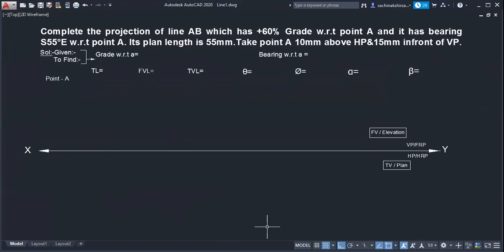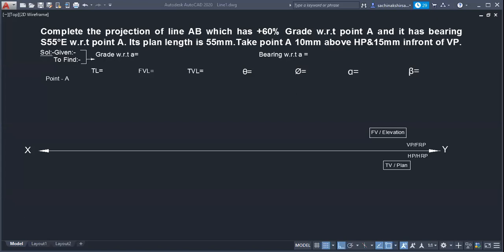Who will take the opportunity to read this problem? Rushikesh. Yes, sir. Complete the projection of line AB which has plus 60% grade with respect to point A and it has bearing S 55 degree E with respect to point A. Its plan length is 55 mm. Take point A 10 mm above HP and 15 mm in front of VP.